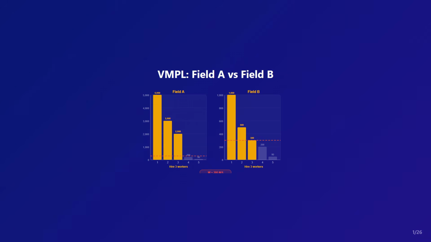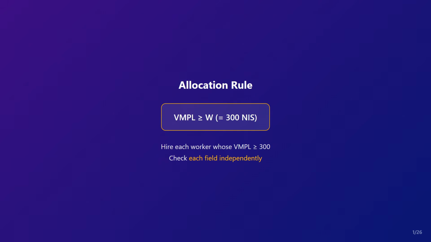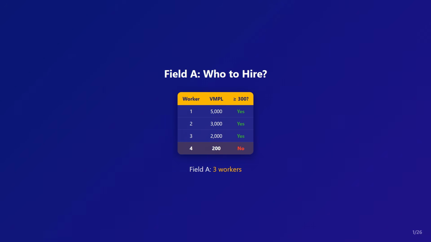Let's check Field A. Worker 1, VMPL 5000. Greater than 300. Yes. Worker 2, VMPL 3000. Greater than 300. Yes. Worker 3, VMPL 2000. Greater than 300. Yes. Worker 4, VMPL 200. Less than 300. No. Worker 5, VMPL 50. Less than 300. No. In Field A, we hire 3 workers.